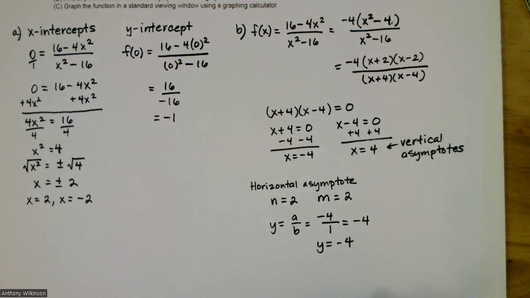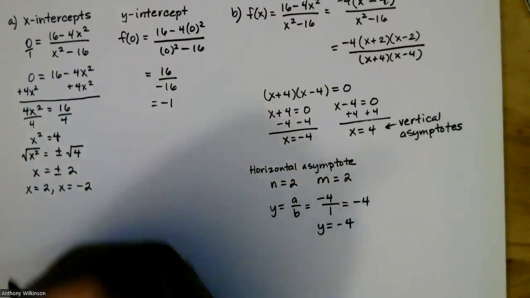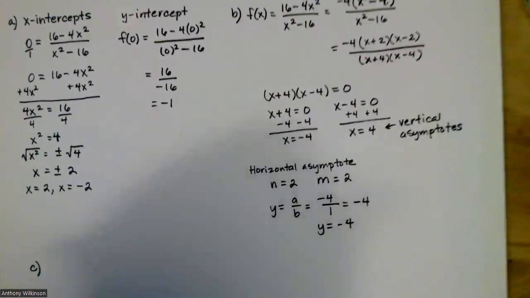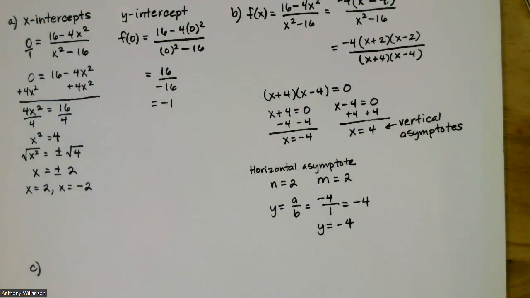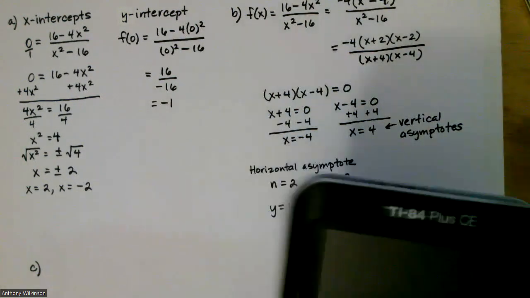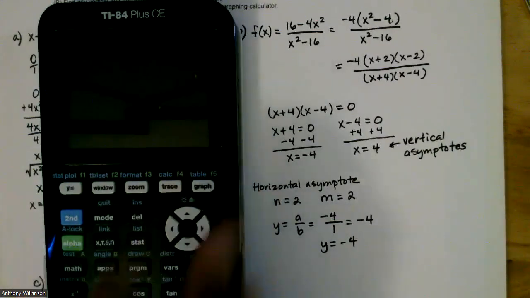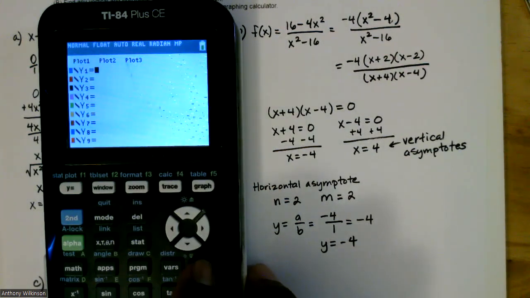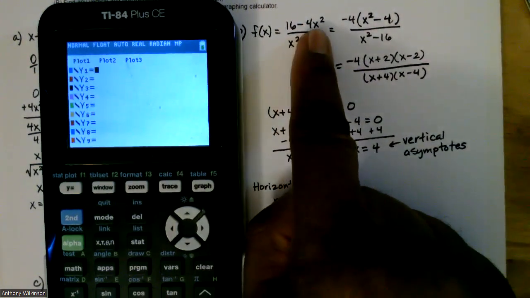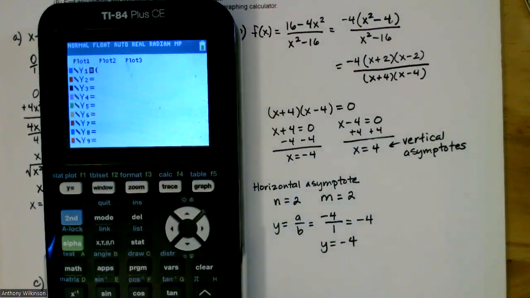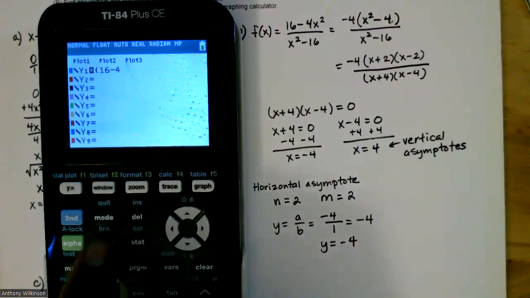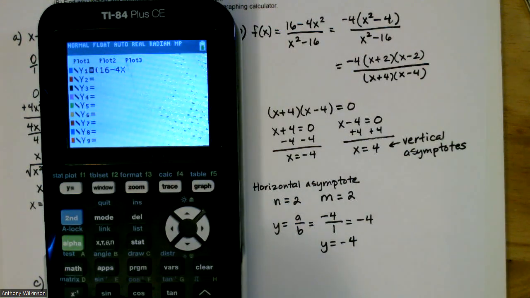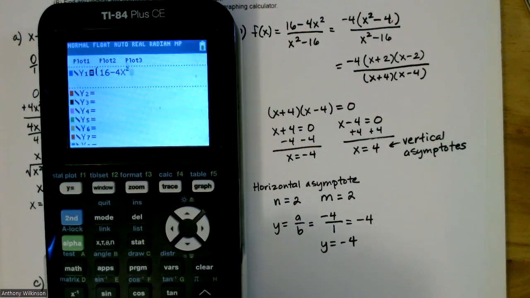All right, and now part C is using the standard window. You'll be given a choice of graphs here to choose from. So let me go to y equals and clear this equation out. That 16 minus 4x squared would be in the numerator. So I'm going to do left parenthesis 16 minus 4, press the X,T,theta key for the x and then x squared on your calculator. Then close the parentheses. Divided by, and then left parenthesis for your denominator.